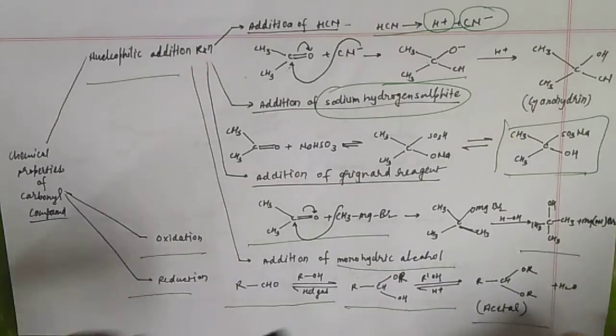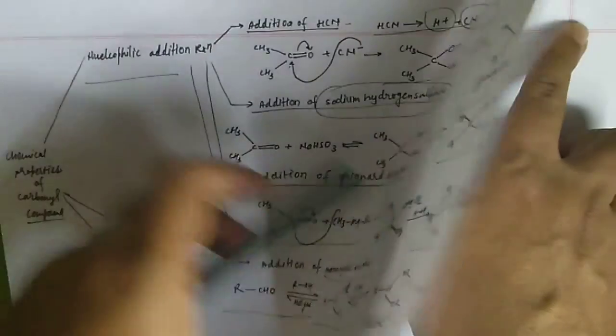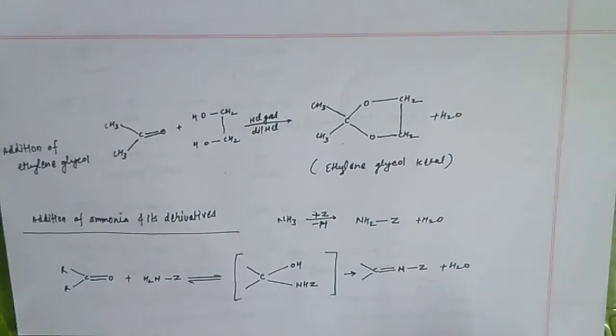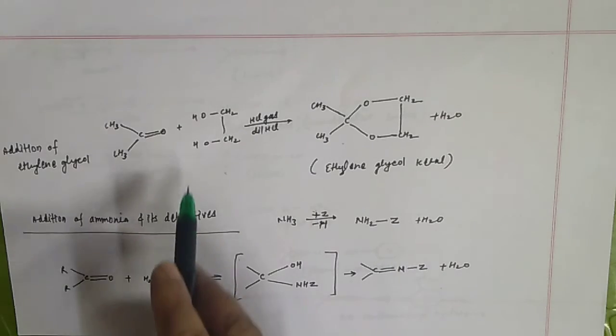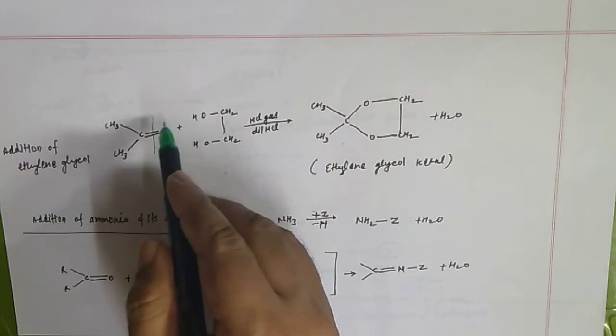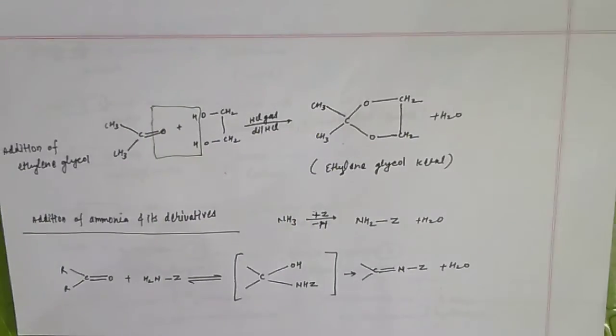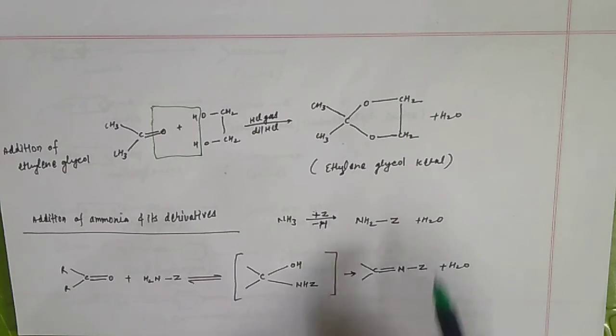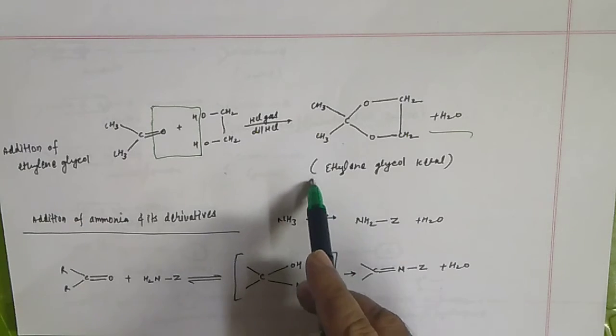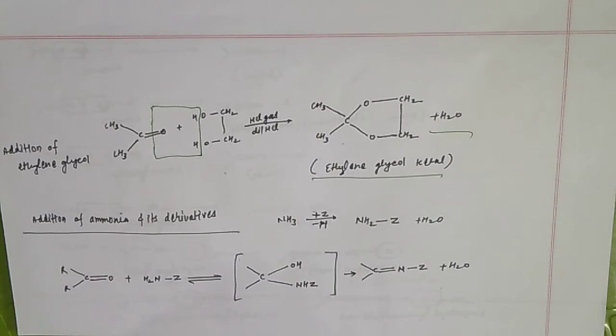Okay, now let us move to the other chemical properties. What are the other chemical properties? Addition of ethylene glycol, a dihydric alcohol. So in dihydric alcohol, how will the reaction take place? The oxygen of the carbonyl compound and the two hydrogens of the ethylene glycol will be taken out and released in the form of water, and the remaining intermediate is the ethylene glycol ketal. So that is also known as the ketal. Okay, this is the cyclic compound that is known as ketal.